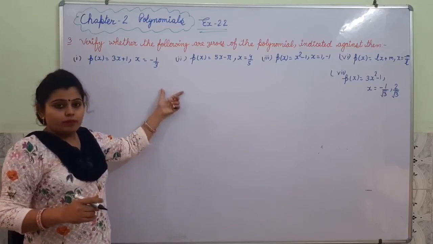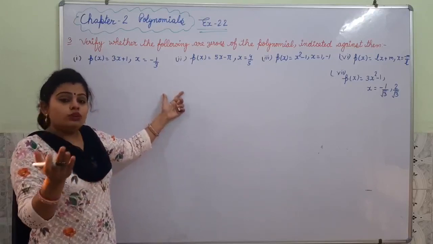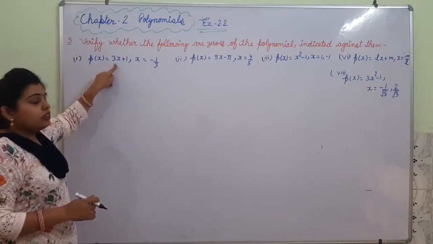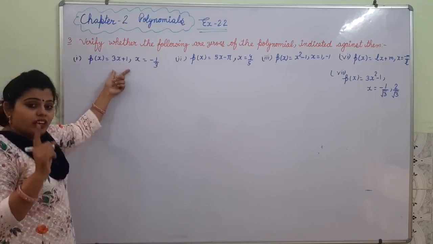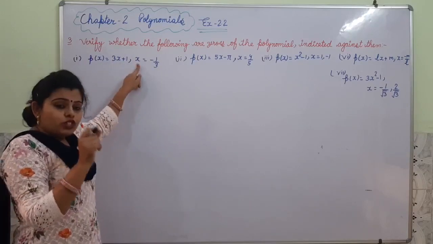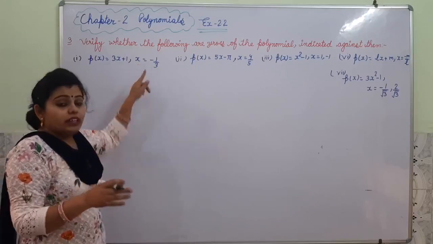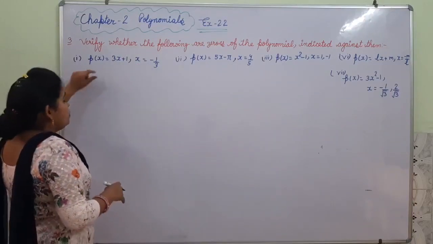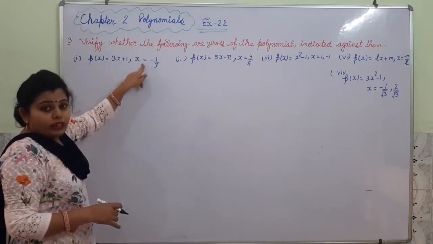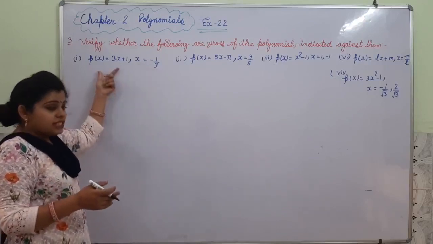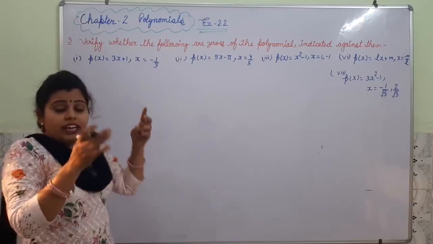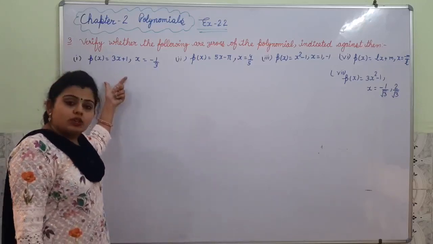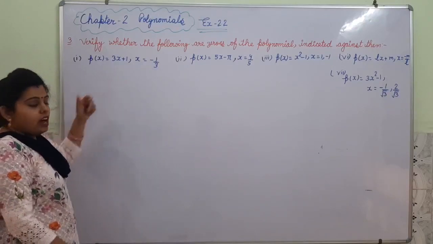So see first part, there are many parts in this question. We will do some parts and the remaining parts you have to do yourself. In first part, what is given? P of x is equal to 3x plus 1. Polynomial क्या given है? 3x plus 1. And we have to check it for x is equal to minus 1 by 3. हमने इसको x is equal to minus 1 by 3 के लिए check करना है. So how can we check? If on putting x is equal to minus 1 by 3 in this polynomial, we are getting 0, then we can say that it is a zero of this polynomial. So let's see how we will do this.